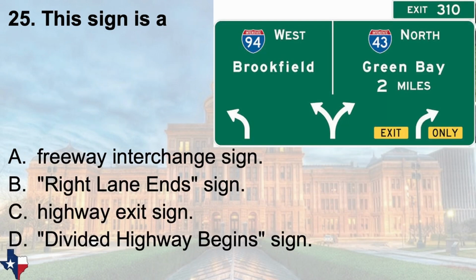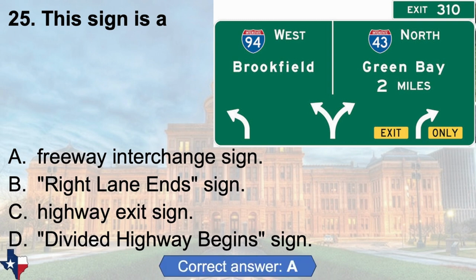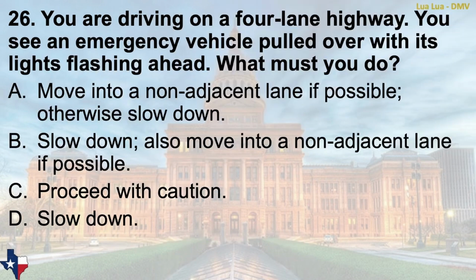Question 25. This sign is A. Freeway interchange sign. B. Right lane ends sign. C. Highway exit sign. D. Divided highway begins sign. The correct answer is A. Freeway interchange sign.